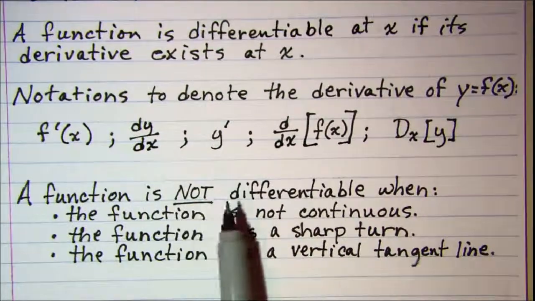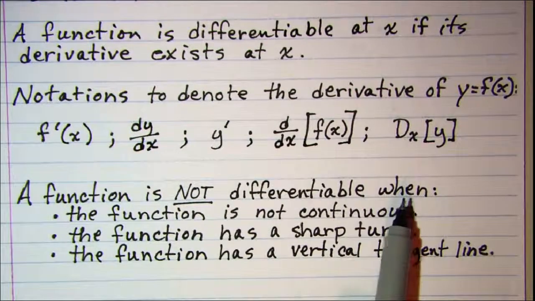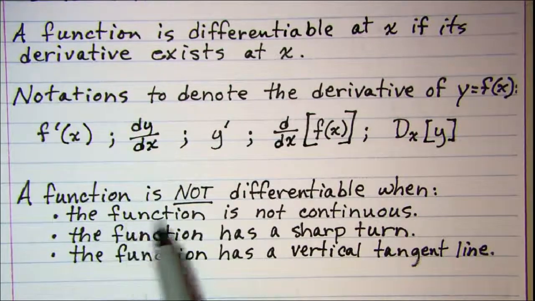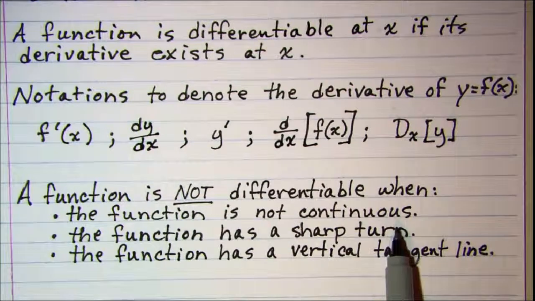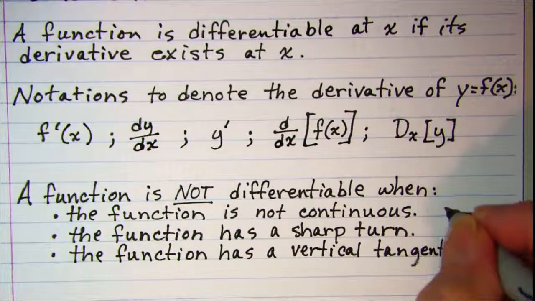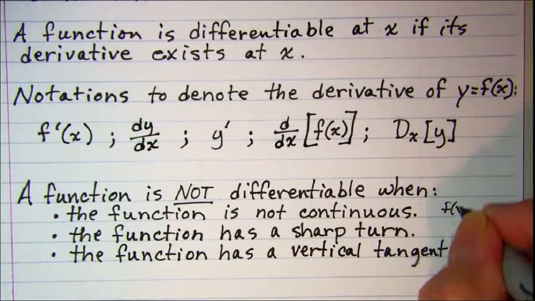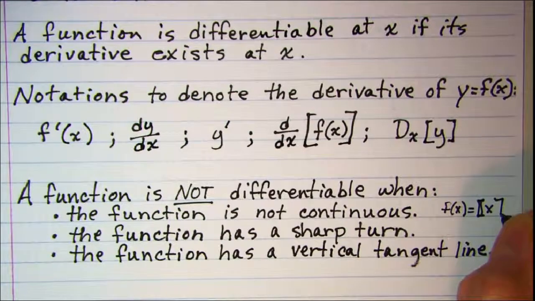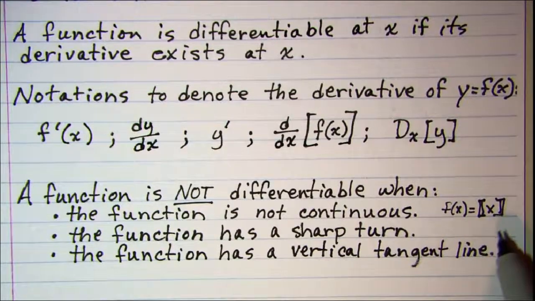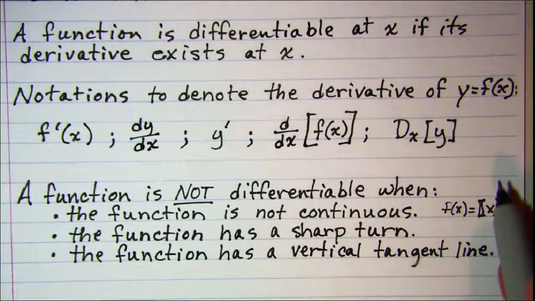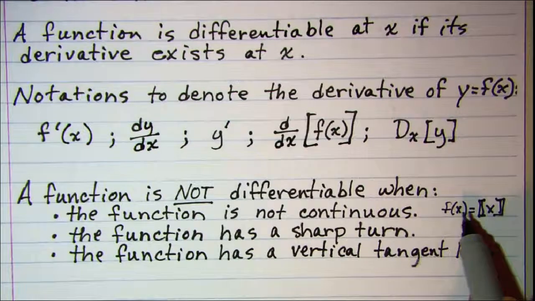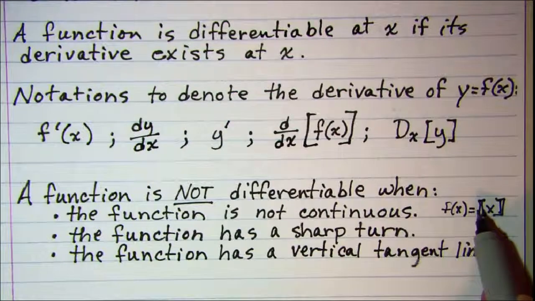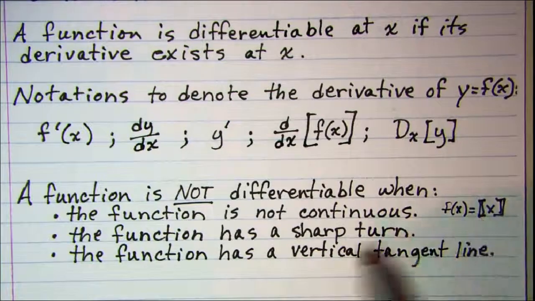A function is not differentiable when three things occur. First, when the function is not continuous. For example, our greatest integer function or step function is not continuous. So at those spots where it jumps from one y value to the next y value, that is a spot where the function is not differentiable.